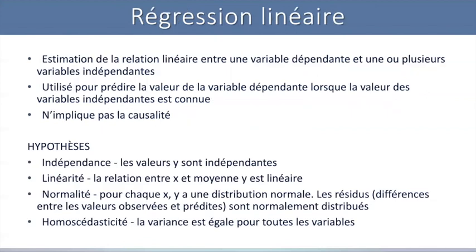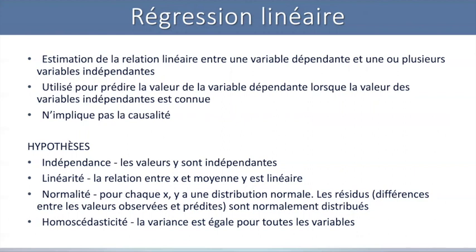So, linear regression. This allows us to estimate the linear relationship between a dependent variable, our outcome variable, and one or more independent variables, and can be used to predict the value of the dependent variable when the values of the independent variables are known. Note this doesn't imply causality, just the association.